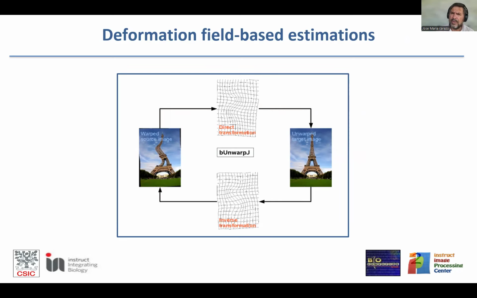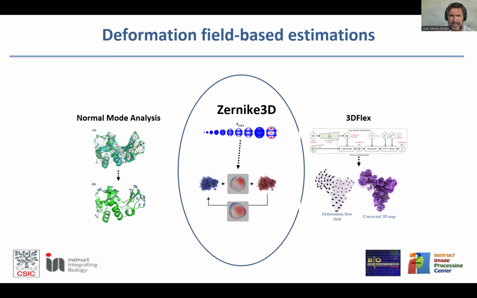I want to know how the images tell me that the average structure of my data set should be deformed to produce the specific images I am obtaining experimentally. So there are a number of methods here. The first one probably was normal mode analysis. 3D Flex, you may know, because CryoSPARC is very well known, works very well. 3D Flex is one of these methods.